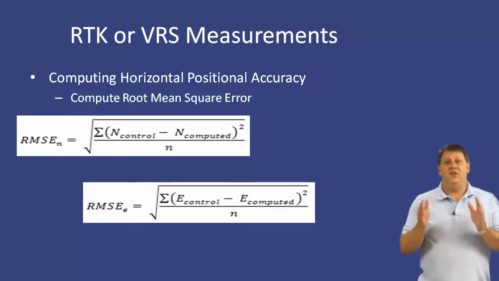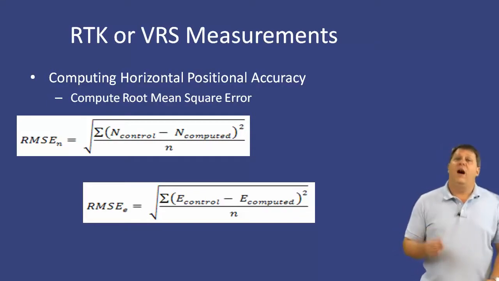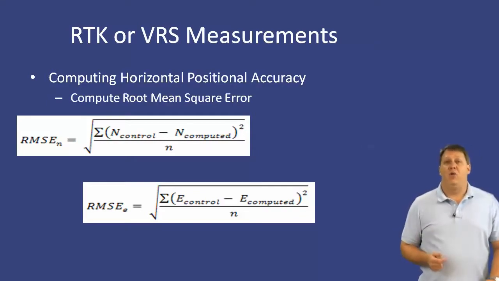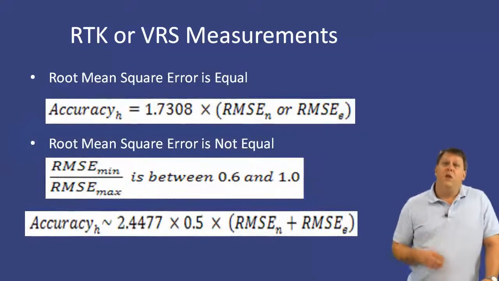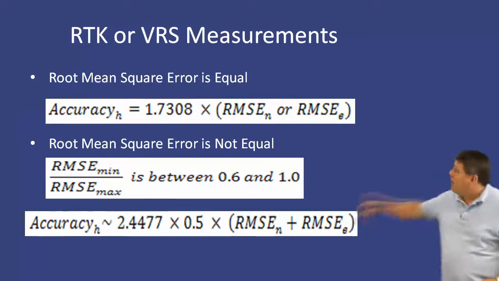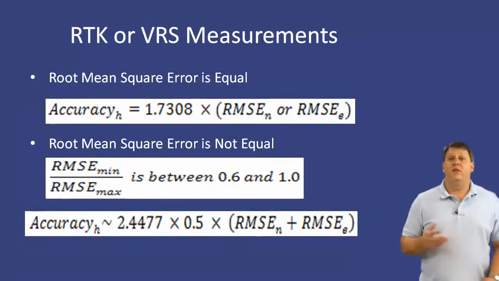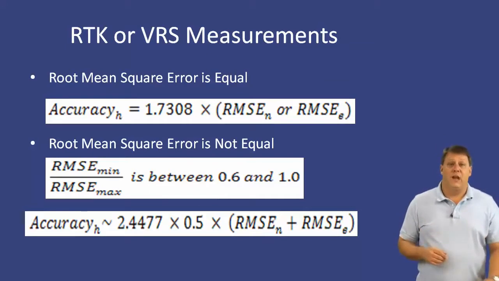Each time we've done that, we subtract, then square it. We'll add all the squared answers together, then divide by the number of times we shot that point, and finally take the square root to get our root mean square error in northing and easting. Then we have to use the same scenarios. If our root mean square error is equal, we've got 1.7308 times either the root mean square error in the northing or in the easting. It doesn't matter because the value is the same.